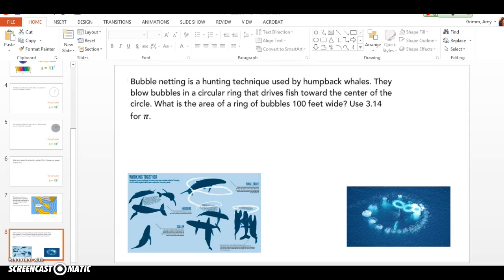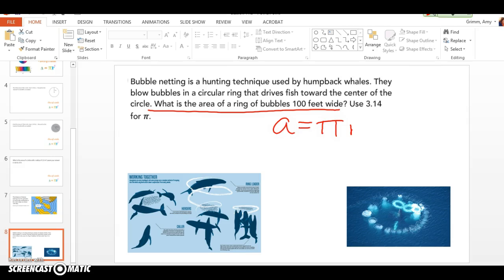It says working together. And you see that these humpback whales actually form these formations. And then I found an actual picture of it that somebody took from up in the sky, and I was like, there it is. So it's like they pool together, they get all the fish together, then they go eat. I was like, that's kind of cool. All right. Okay, what do you think we do here? We're going to find the area of the ring of bubbles if it's 100 feet wide.